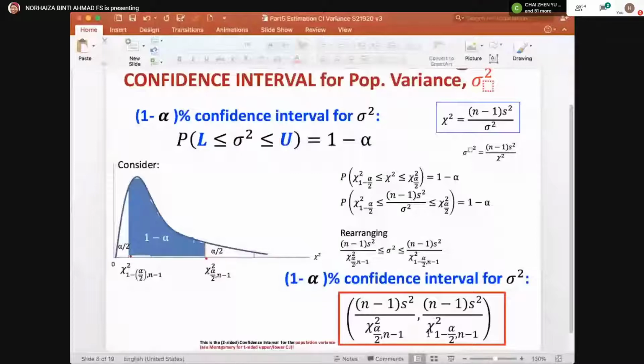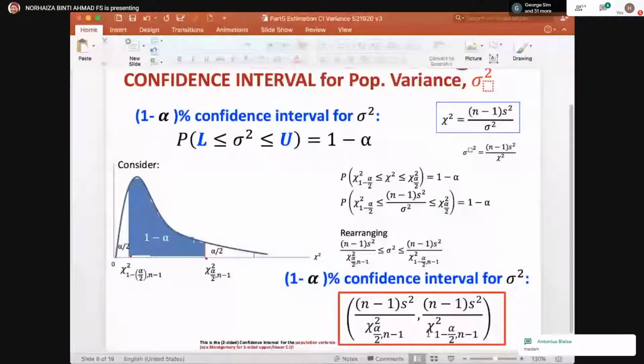That's it for confidence intervals. Class, do you have any question? Assume no. So I'm going to move on to an example.